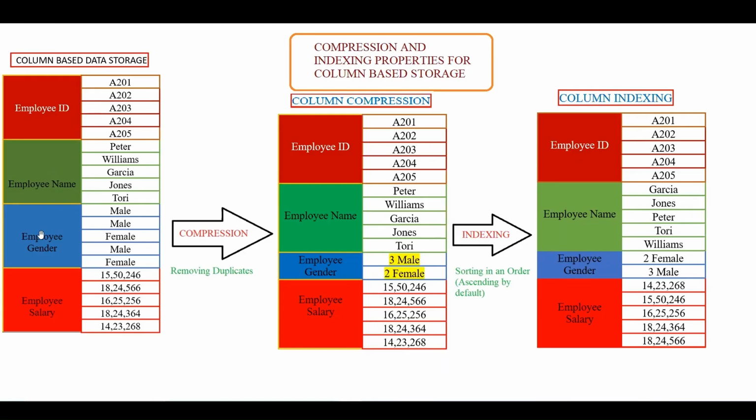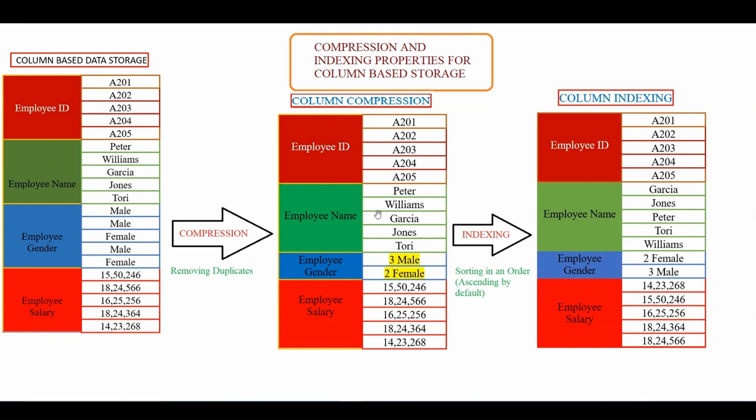If you see this employee gender column, it has repeating entries for the same value, like male is repeating 3 times and female is repeating 2 times. So this can be compressed, which reduces the storage space in the database. So after compression, which means removing the duplicates, we can see that there are only 2 entries, that is male and female.